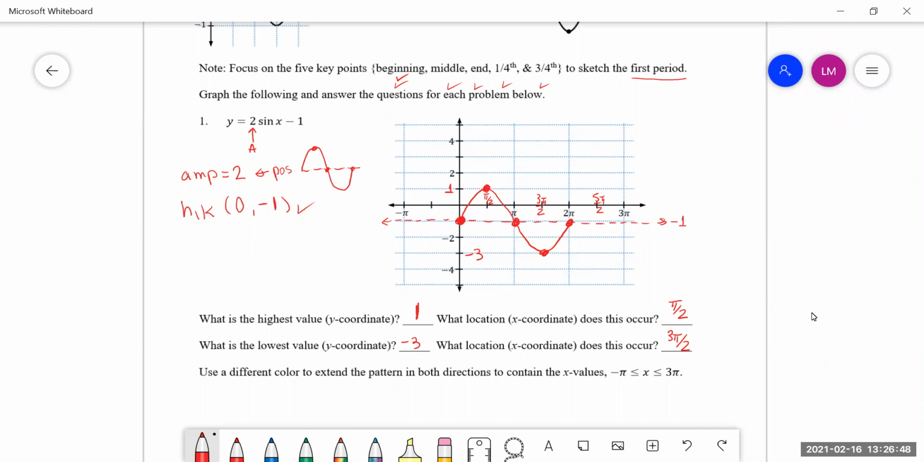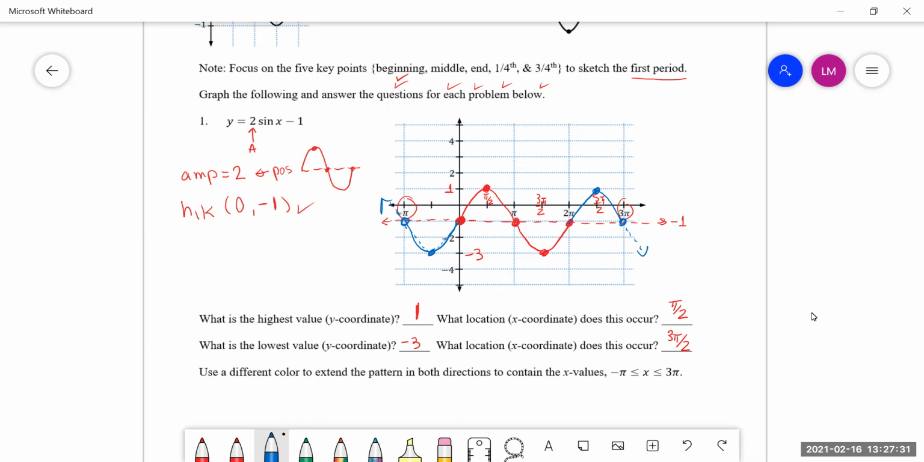Use a different color to extend the pattern in both directions to contain the x value of -pi. So they want me to go all the way to -pi and all the way to 3 pi. So let's use blue. If I continue the same pattern, I'm supposed to go down to -3 and then back to 0. That's my pattern right there. So if I continue the pattern, I move over and I go up 2, which takes me to a 1, and then come back to a 0. And if you ask me to go any further, I would just put dot, dot, dot. It goes further.